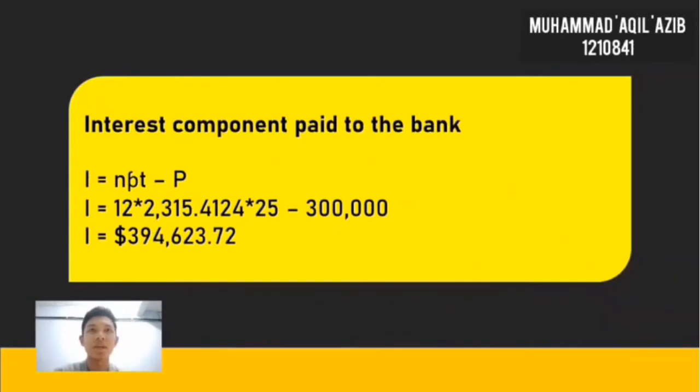And now, to calculate the interest component paid to the bank, or the interest paid, we will put the values into the interest formula, which is monthly payments in a year times the equated monthly installment times time in terms of years minus principal. Thus, we will get 12 times $2,315.4124 times 25 minus 300,000. The final answer will be $394,623.72.